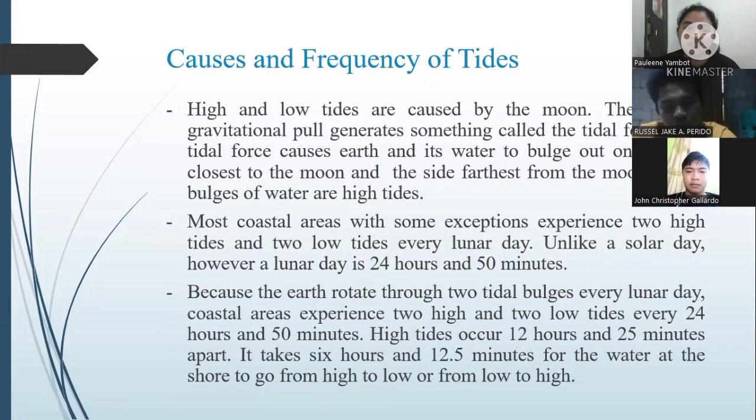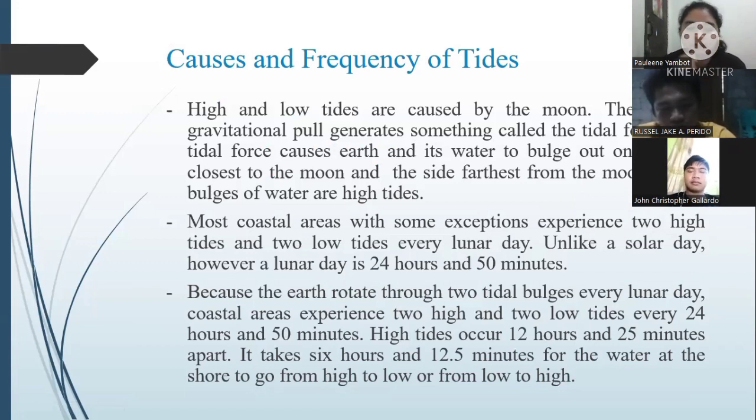Next, yung cause and frequency of tides. High and low tides are caused by the moon. So, high and low tides daw, na-apektuhan siya dahil dun sa moon. The moon's gravitational pull generates something called the tidal force. So, the tidal force causes the earth and its water to bulge out on the side closest to the moon and the side farthest from the moon. These bulges of water are high tides.